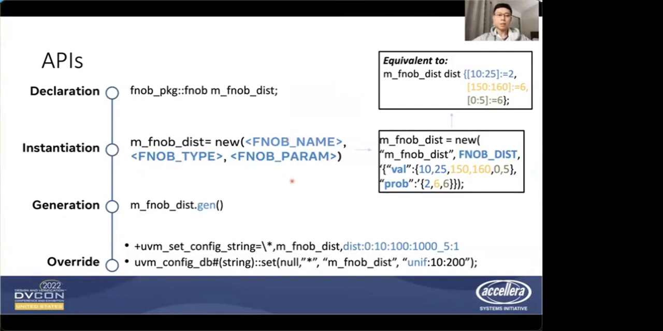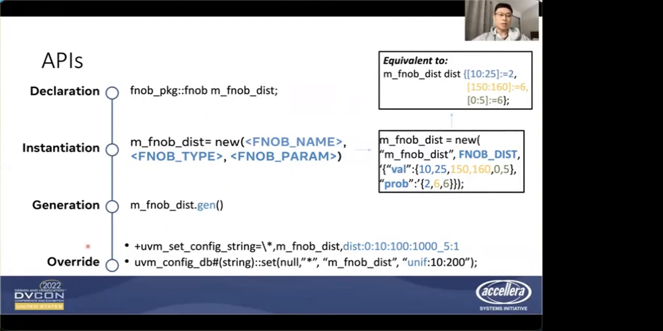parameters. The default returned value type is 64 bits, but it can be customized because Fnob itself is a parameterized class. So you can set that to be integer or 32 bits or anything else based on your need.